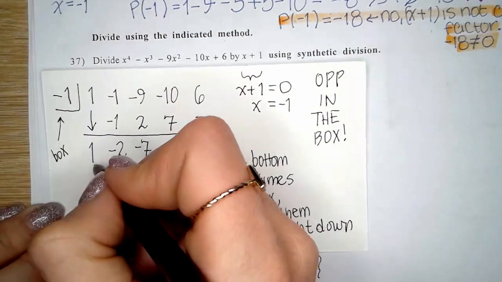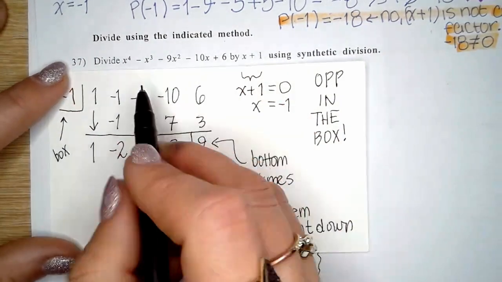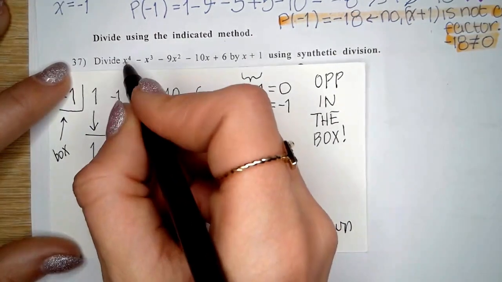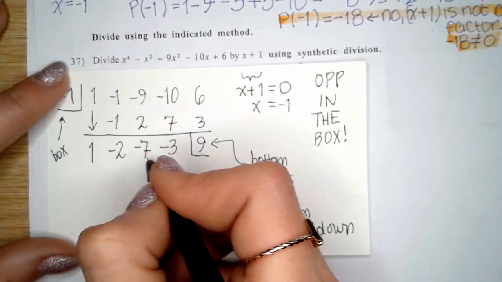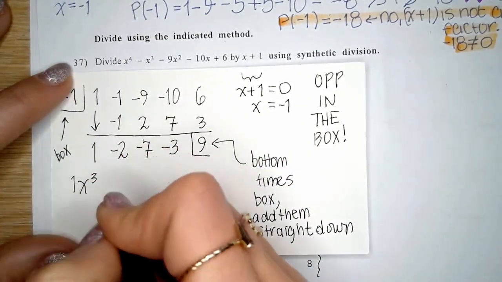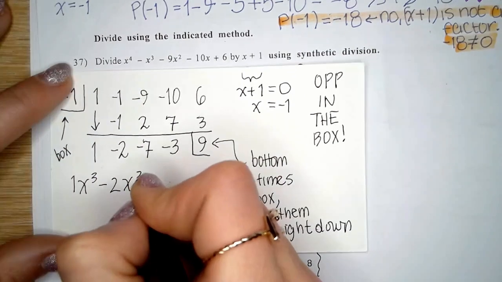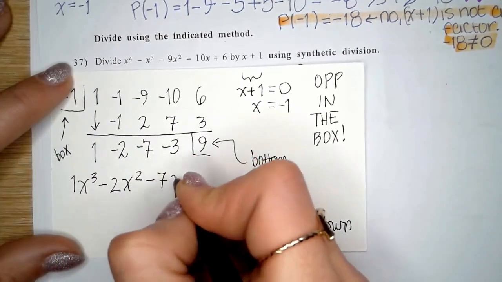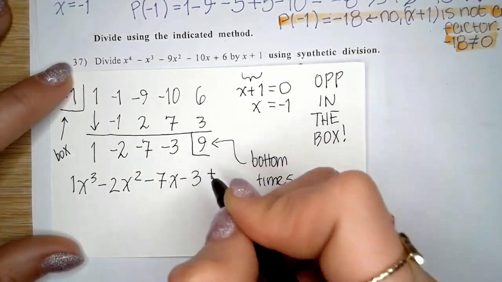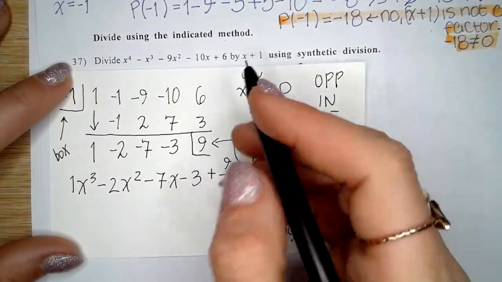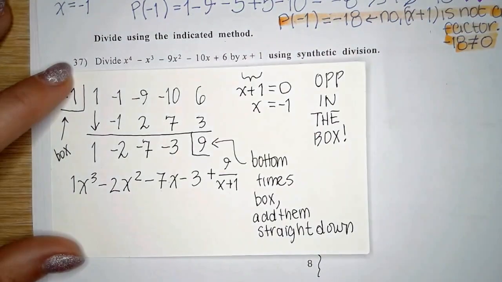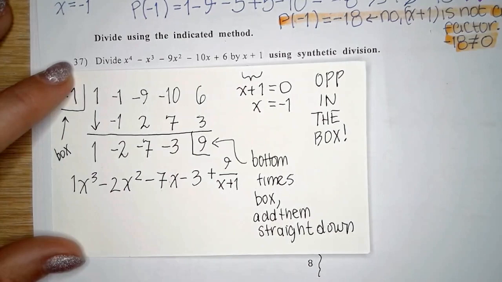From there, you go to your original problem and you look at the power. It was to the 4th power. You decrease your power by 1, so this will be 3rd power my answer. And these are your coefficients, and that's your remainder. So that means I have 1 x to the 3rd, minus 2 x to the 2nd, minus 7 x minus 3. There's my remainder, so we tack it on, plus, because it's positive, 9 over, and we were dividing by x plus 1, x plus 1. So that's your final answer for this problem here.